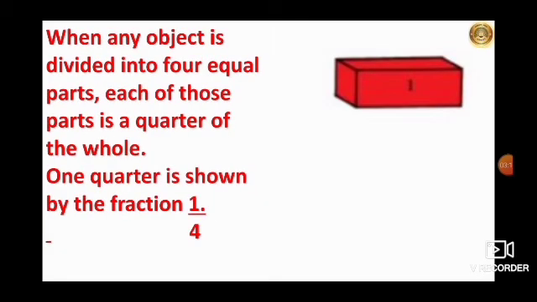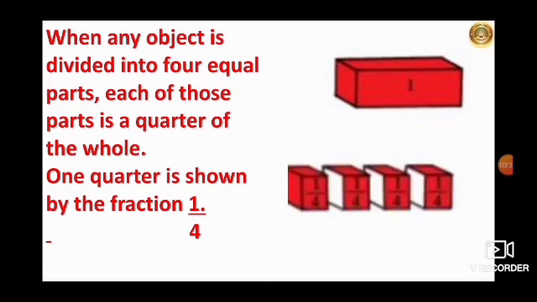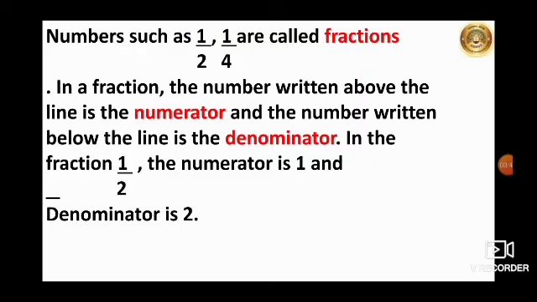In the same manner, when any object is divided into 4 equal parts, each of those parts is a quarter of the whole. See, one object is divided into 4 and each part is a quarter of the whole, and one quarter is shown by the fraction 1 upon 4. Numbers such as 1 upon 2, 1 upon 4 are called fractions.